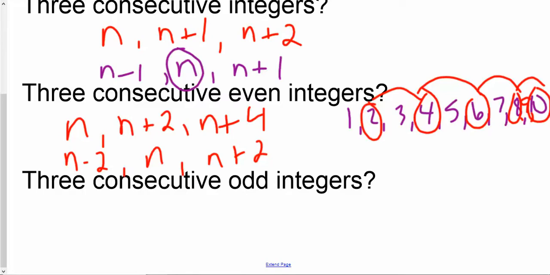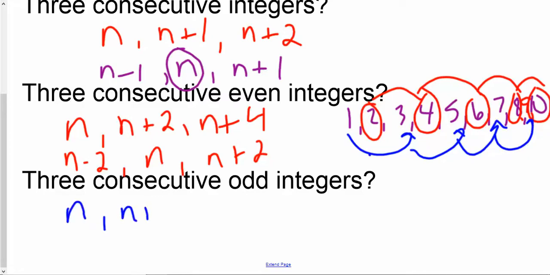The other one we might want to talk about are consecutive odd integers. If we notice, consecutive odd integers have the exact same spacing as consecutive even integers. In fact, they're exactly 2 away. So anytime you see consecutive odd or even, all you have to do is switch it from n plus 1 and n plus 2 to n plus 2, n plus 4, because odd and even integers are 2 away from themselves.